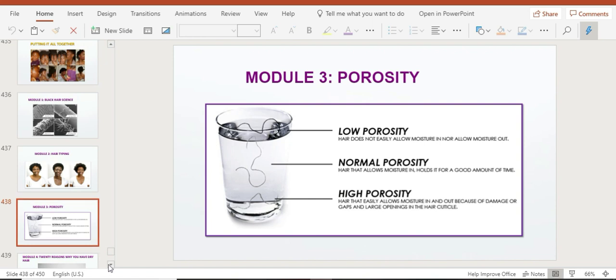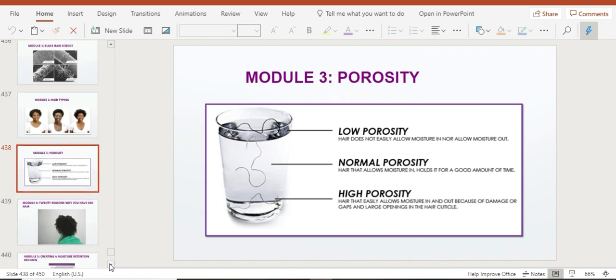All right, so module number 3, I went over porosity. I dedicated a whole module to this because this is such a popular topic, especially when it comes to dry hair, choosing the right product, and keeping your hair moisturized. So I shared 2 popular ways that people use to determine the porosity level, and I explained why those 2 popular ways are just wrong and they're not scientific and they are just junk science.